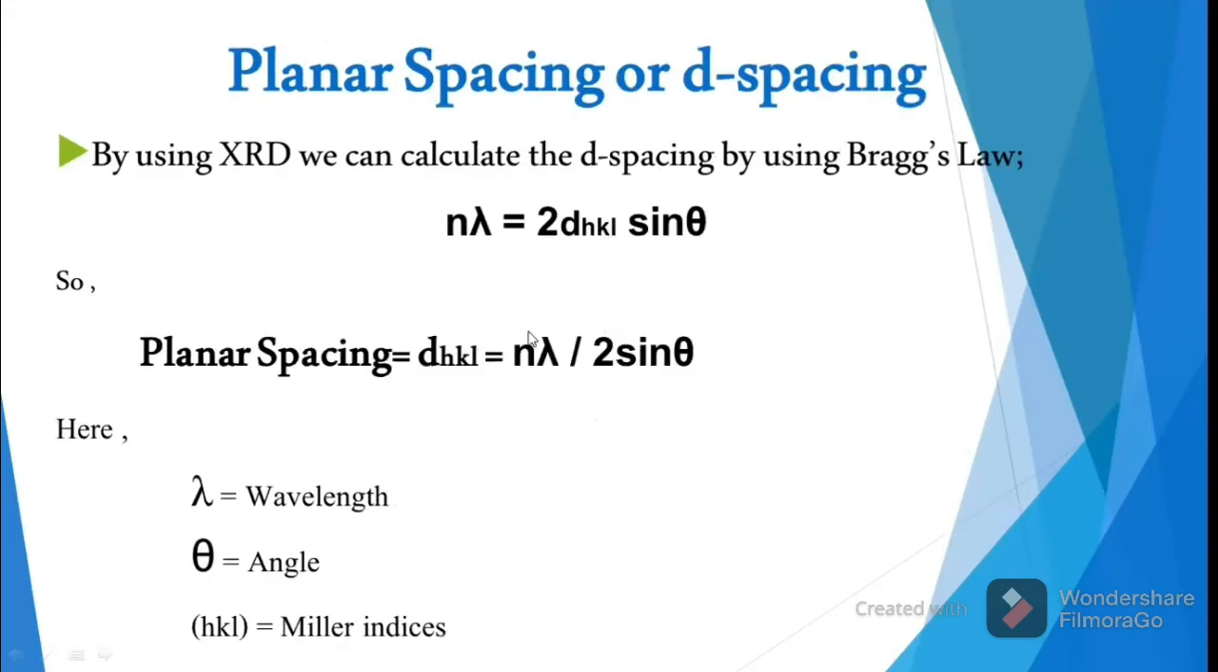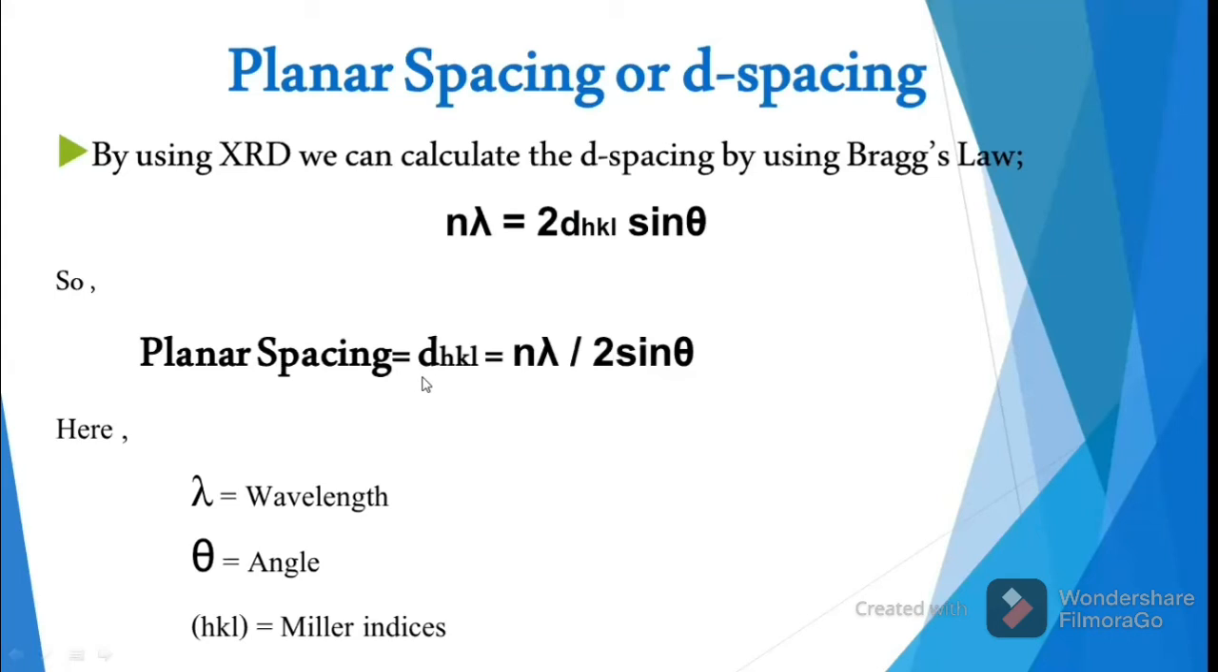Now the next parameter is the planar spacing or the d spacing. By using the XRD, we can calculate the d spacing by using Bragg's law. And what is Bragg's law? That is n lambda is equal to 2d sine of theta, where n is equal to 1, and it will give the first order diffraction. For getting the first order diffraction, we always take n is equal to 1.